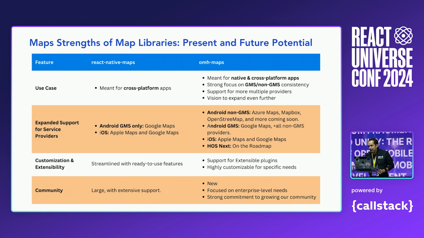And last is definitely, as I mentioned, OMH Maps is new. React Native Maps is quite large in the community. That's why Preston mentioned Expo. We want to be part of Expo, or be able to incorporate this into a mainstream framework as well. So we are completely open to incorporating this into existing code bases, but we are looking forward to ways to bring the community in first and get your feedback.